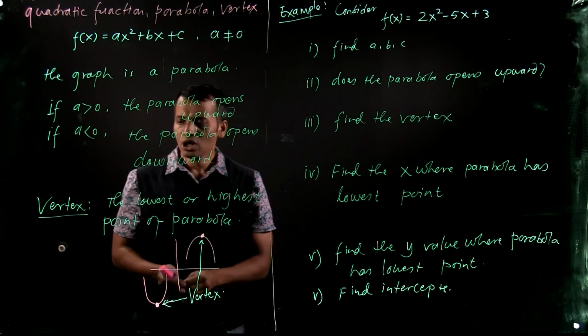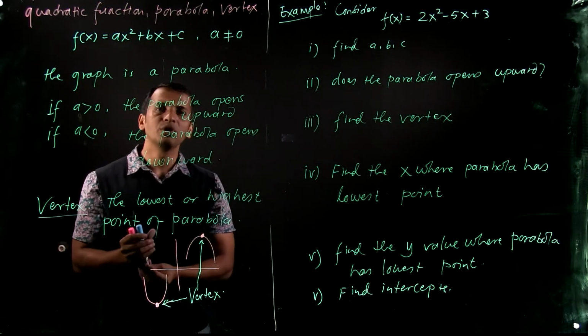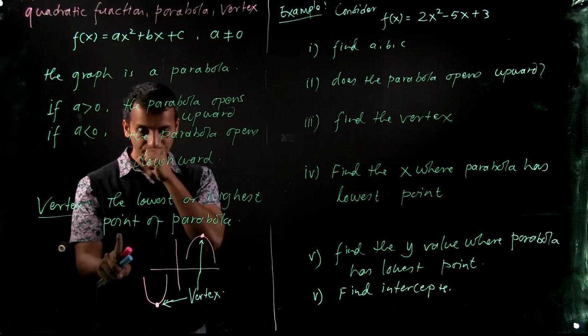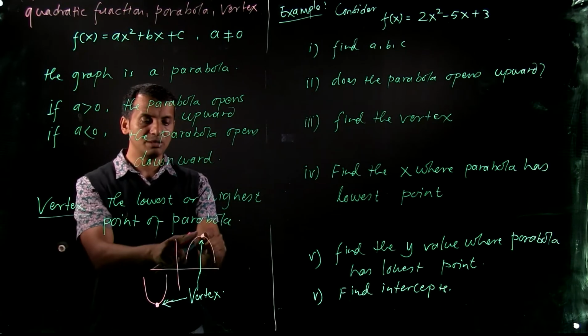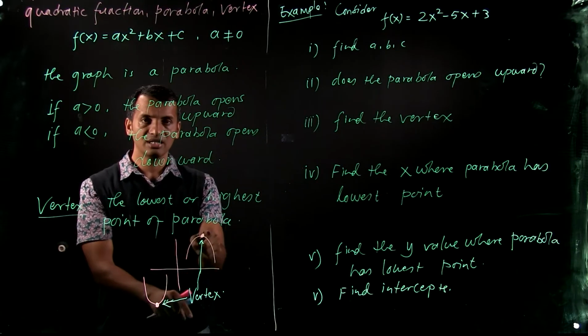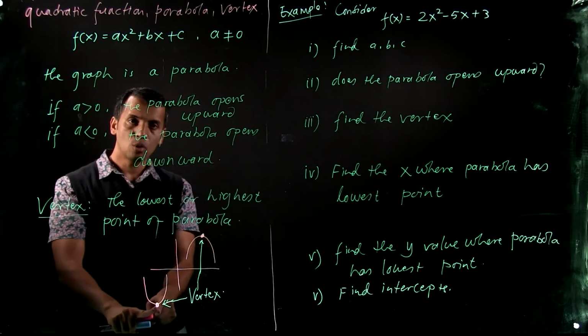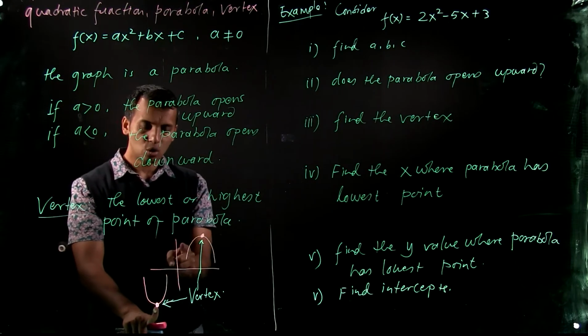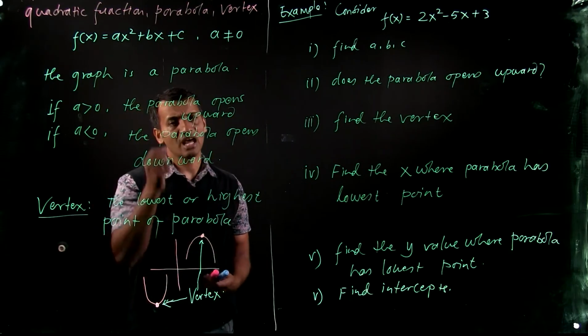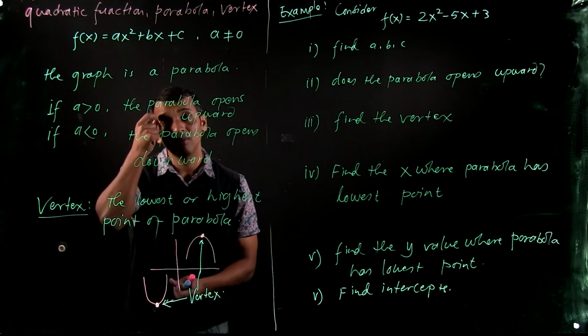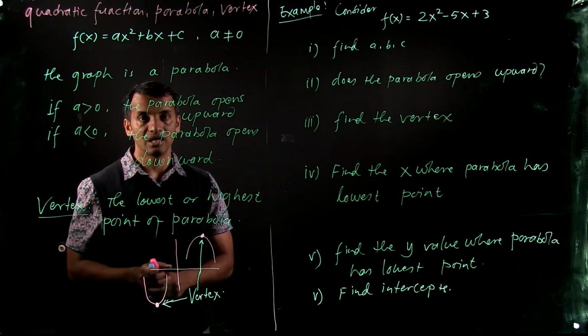Okay, so that highest point or the lowest point of the parabola is called the vertex. This parabola opens downward, it has the highest point. This parabola opens upward, it has the lowest point, right? So these points are called the vertex. If you are finding the highest point or the lowest point of any parabola, then you will be finding the vertex.